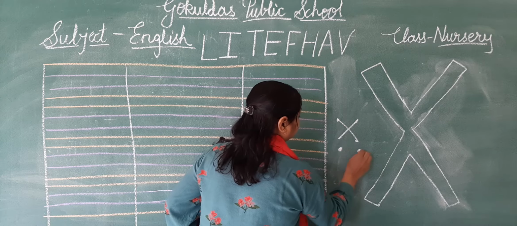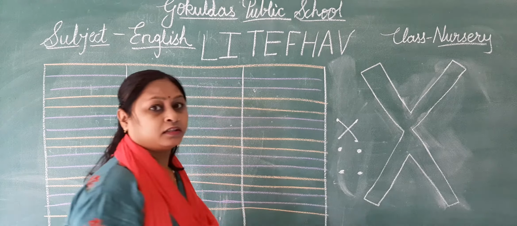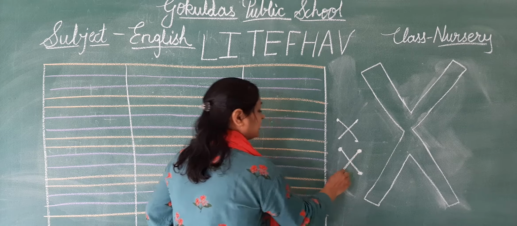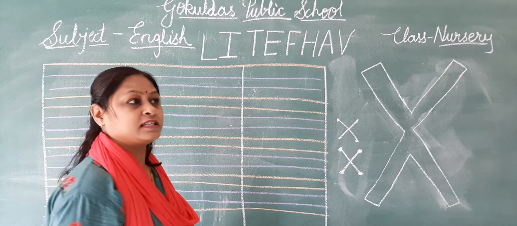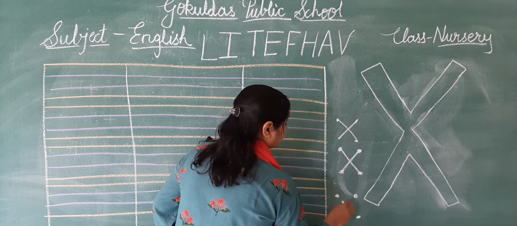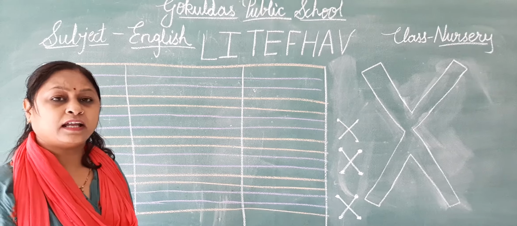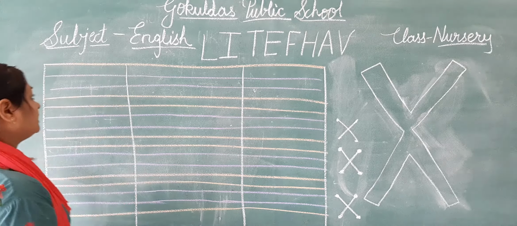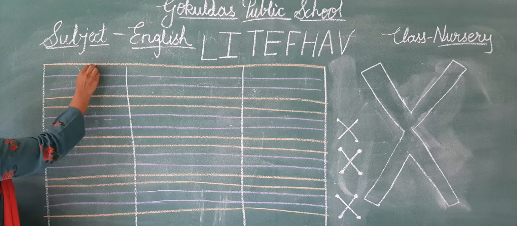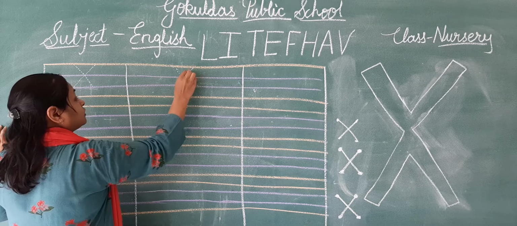Again, look here. Dot by dot, slanting line. Then again, slanting line. Letter X. Again, look here all of you. How to write letter X? Slanting line down. Again, slanting line down. So, which letter will form? Letter X. Right? Now, first we will trace the dots. Then, afterwards, we will write with the help of dots.